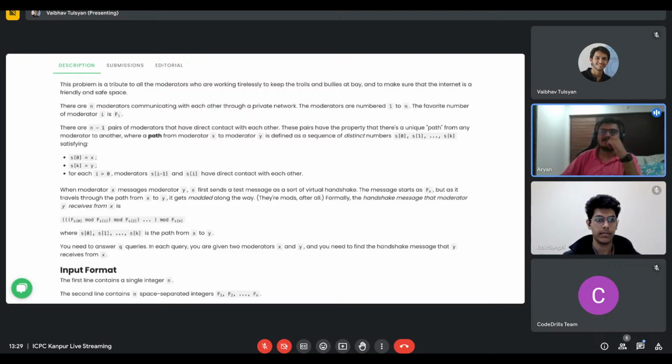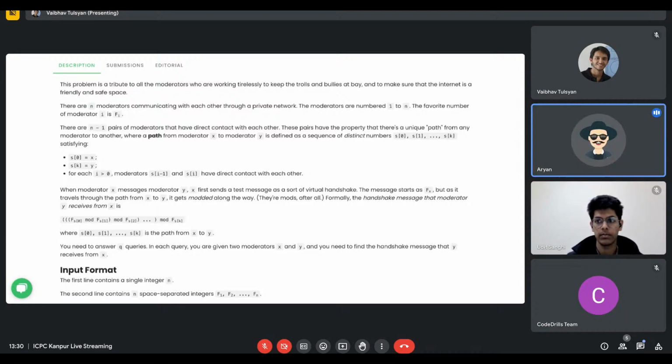Like where f of s, you take the first number, mod it with the second number on the path, then mod it with the third number on the path, then mod it with the fourth number on the path, keep on until you reach the last moderator. Now you have to answer q queries. In each query you are given two moderators x and y, and you need to find the handshake message that y receives from x. So now over to you, Udit.